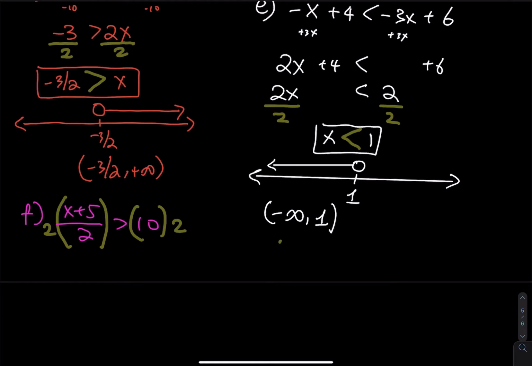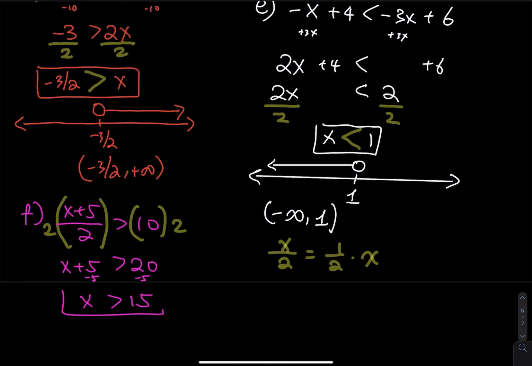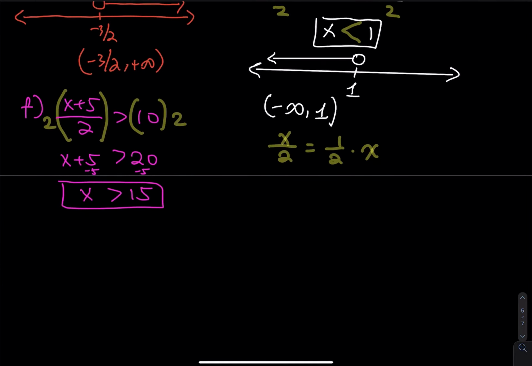Remember this, x divided by 2 is the same thing as 1/2 times x. So the 2 and the 2 got cancelled. Then on the left-hand side, we have x plus 5 greater than 20. Subtract 5 on both sides. We have x greater than 15. So this is my solution set. We didn't divide both sides by a negative, so we don't reverse the symbol. So that is greater than 15. So you have 15 to positive infinity. That is part F. And then part G.